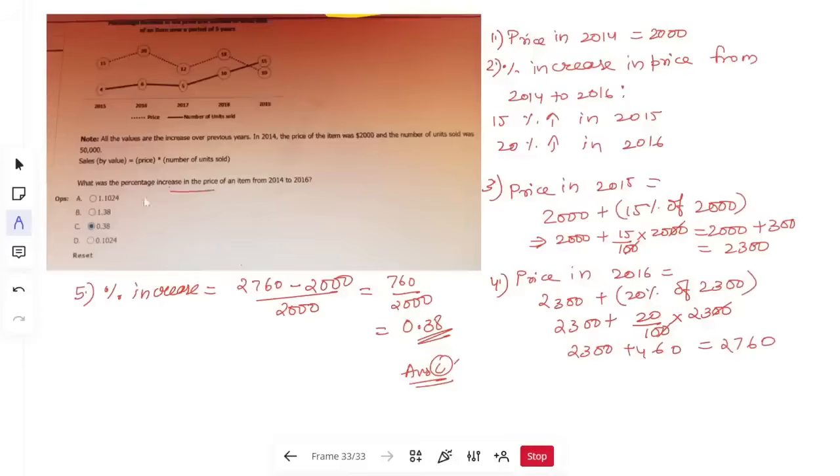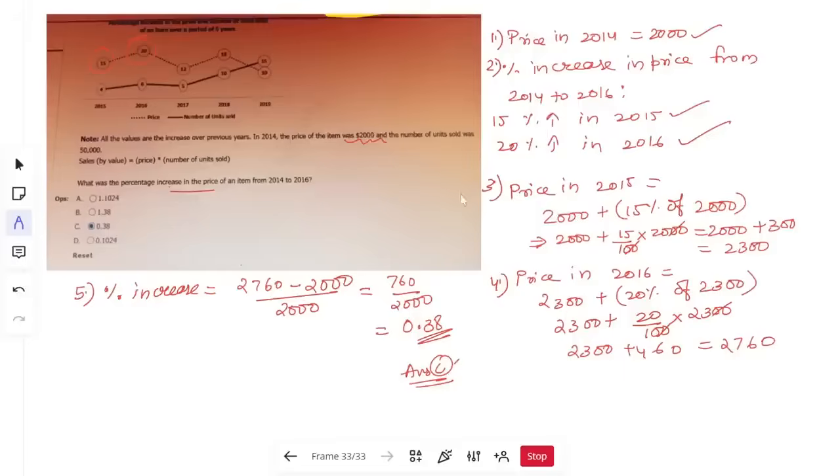So first of all, the data that is given to us is that the price in 2014 was $2,000. It is given to us here. Now we have to calculate the percentage increase in price from 2014 to 2016. From 2014 to 2015, how much has it increased? 15%. That is what we have written here, 15% price increase in 2015, and then 20% increase in 2016. Now we have to calculate the prices.